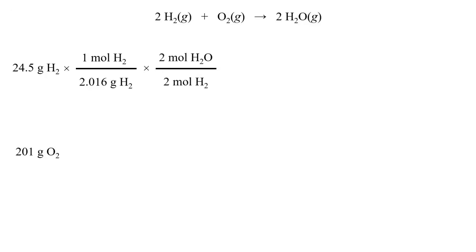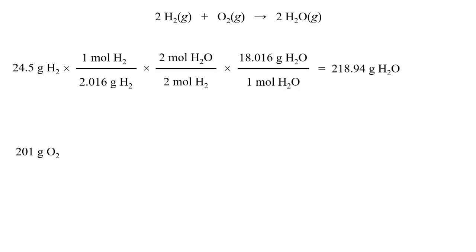Now you might be thinking, do we really have to go back to grams? Well, it's not necessary to find the identity of the limiting reactant, but we might as well go ahead and do it because then we'll have the actual number of grams that we need for the theoretical yield of water in units of grams. So it's going to be 18.016. That's the molar mass of water. That's how many grams there are in 1 mole of water. So 24.5 divided by 2.016 times 2 over 2 times 18.016. There's my unrounded number for the theoretical yield of water, but we're not done yet.